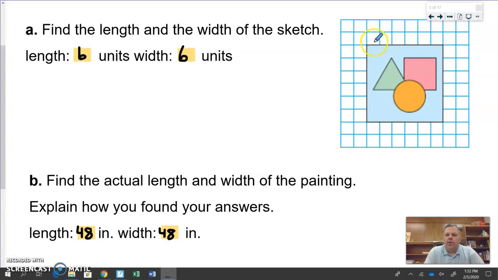So as you can see in this one, there's 1, 2, 3, 4, 5, and 6. 1, 2, 3, 4, 5, and 6. That's where we get 6 by 6. When each of these units is 8, 6 times 8 is 48 on both of them. So the actual length is 48 inches by 48 inches.